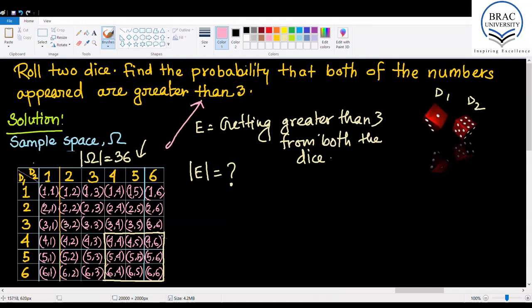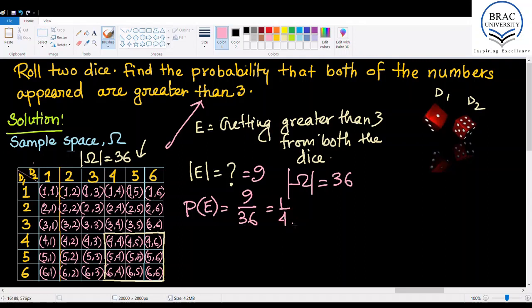So there are 9 ordered pairs satisfying, so the cardinality of E equals 9 and the cardinality of the sample space is 36. Therefore the probability of E equals 9 by 36, which is 1 by 4. So this seems pretty simple, while we have already created this chart.